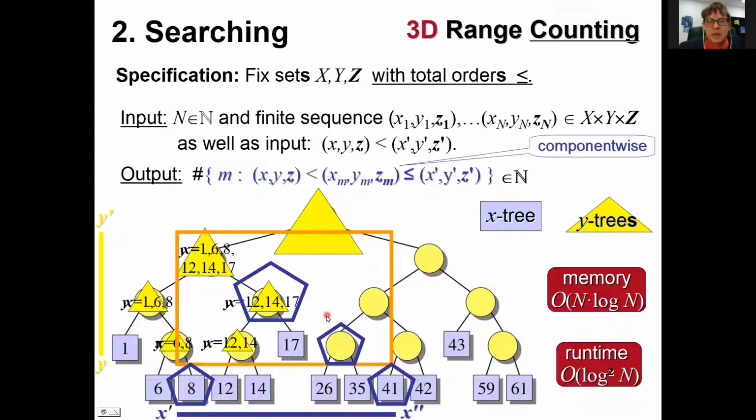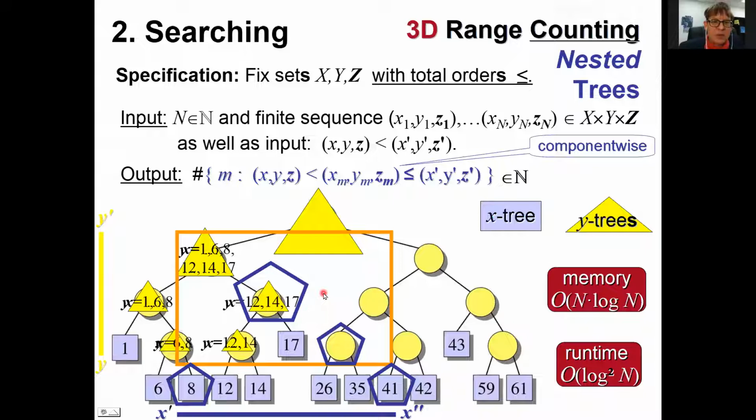And now what we do, instead of using arrays for the y coordinates as internal nodes, we use a one-dimensional range tree for the y coordinates in each node, and in each internal node of the y tree, we use an array for the z coordinates. So let me say it again. We iterate these trees now. These are nested trees. So we have one tree with respect to the x coordinates. In each internal node, we now have a similar one-dimensional tree for the y coordinates, and in each internal node of that tree, we have an array for the z coordinates.